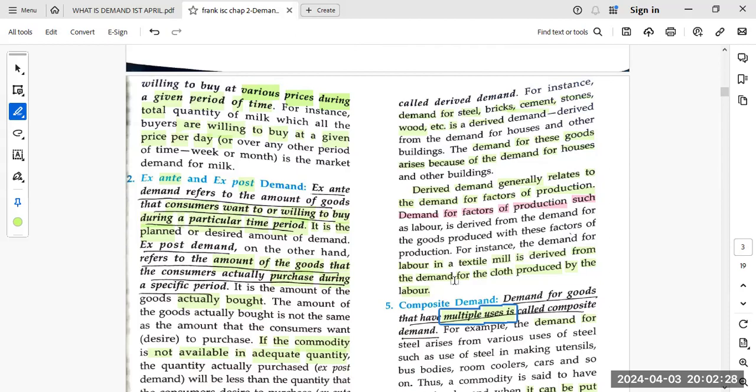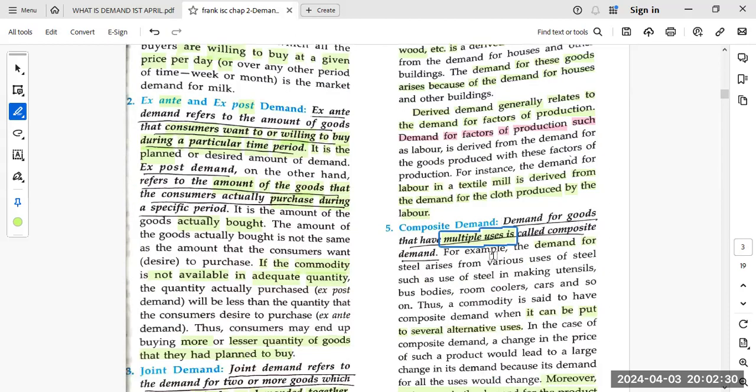Then you have composite demand. Composite demand is demand for goods that have multiple uses. When the words multiple uses come, why I'm concentrating on these important terminologies is because these are important for your multiple choice questions also. They can give the words multiple uses, and ask you whether a demand for goods that have multiple uses is called derived demand, joint demand, or composite demand. So you must be able to identify it. One particular concept can be looked at in various different ways, and it can be asked that way.